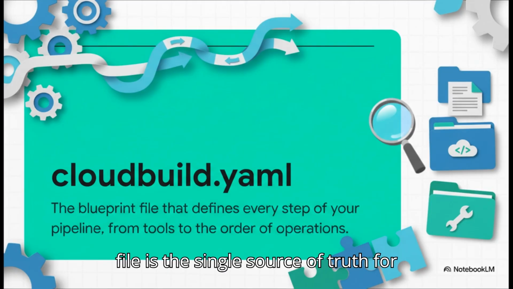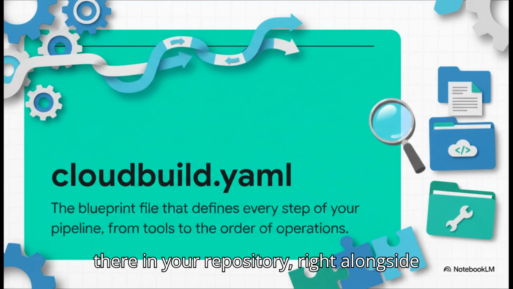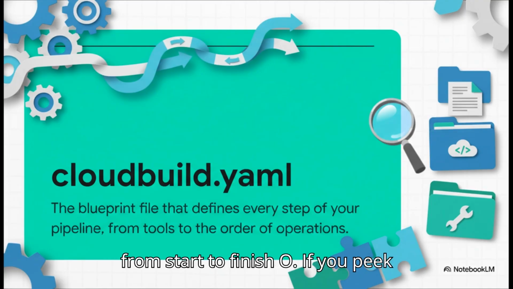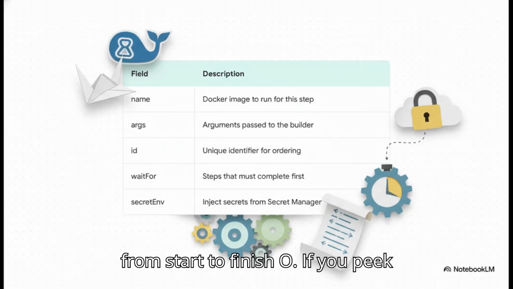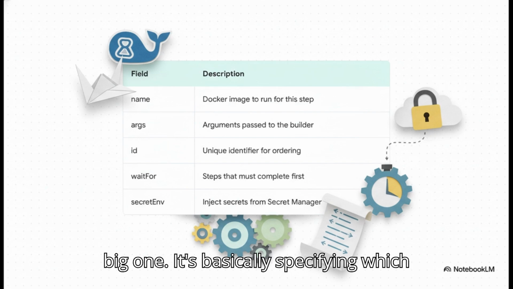This little text file is the single source of truth for your entire pipeline. It lives right there in your repository, right alongside your code, and it defines everything from start to finish. So if you peek inside that YAML file, each step has a few really important fields. Name is the big one.